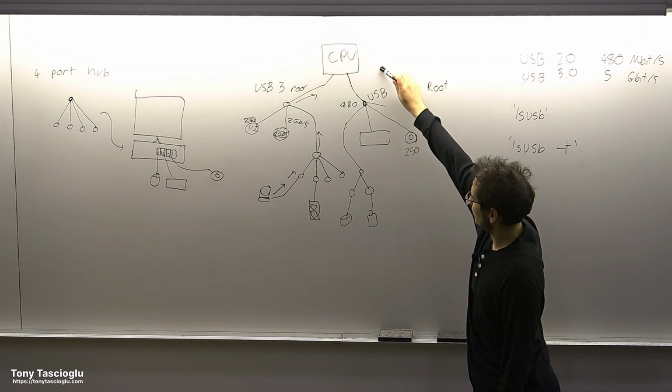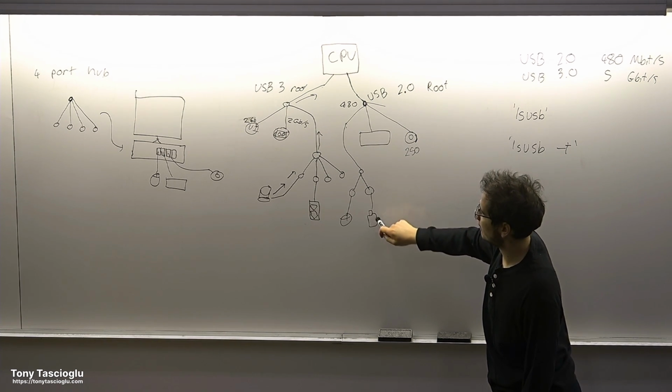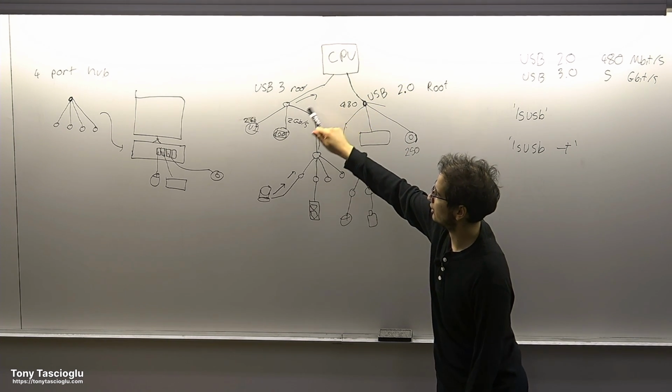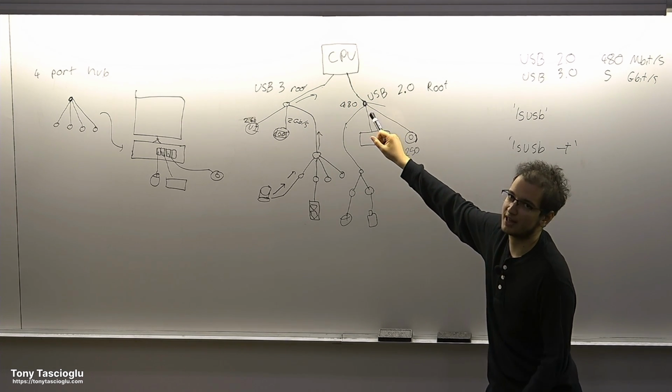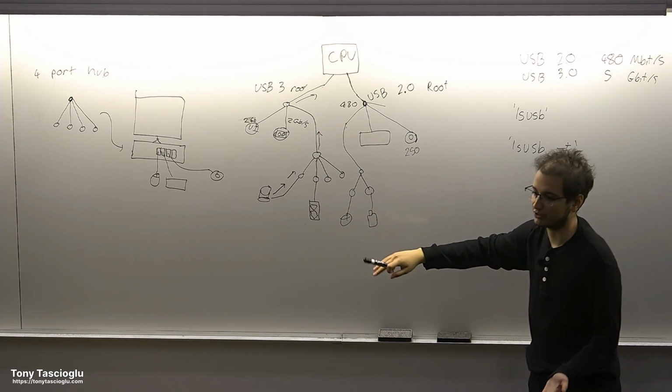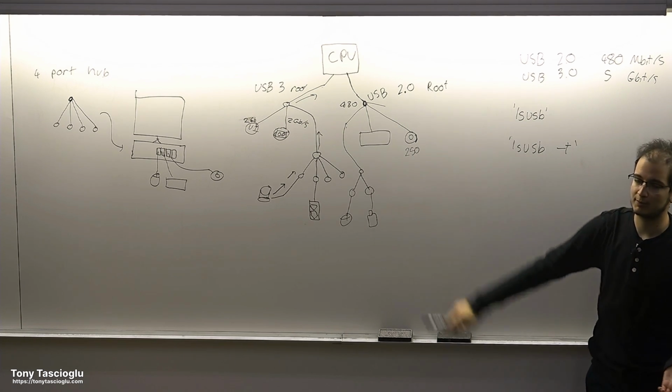If this computer, as I said, is going to talk to this USB 2.0 device, that packet does not ever go to the USB 3.0 route because they're independent. It's going to only go to the USB 2.0 route, which is then going to send it to all of its children and all of its children. It's only going to make its way on the USB 2.0 side of things.